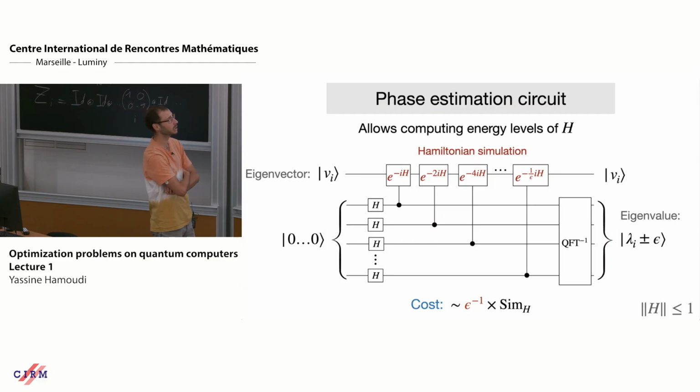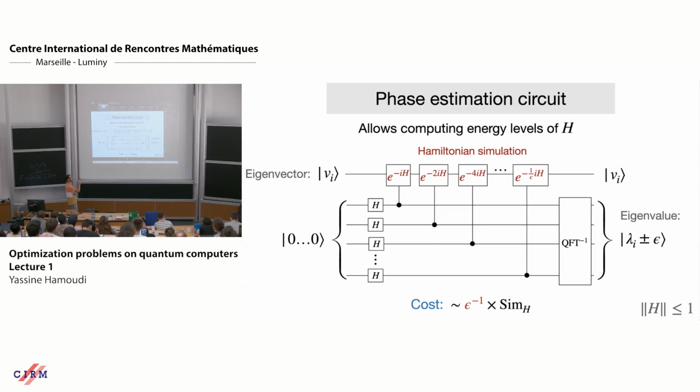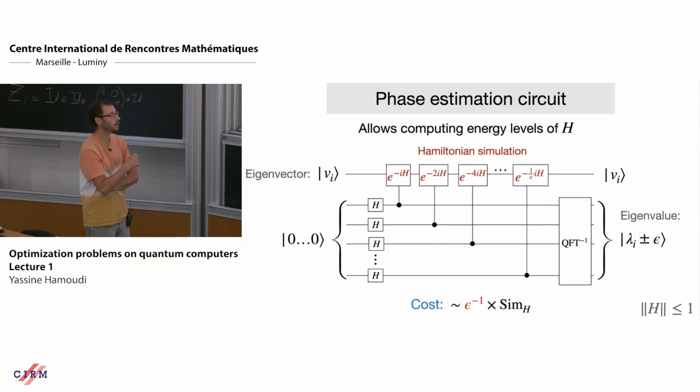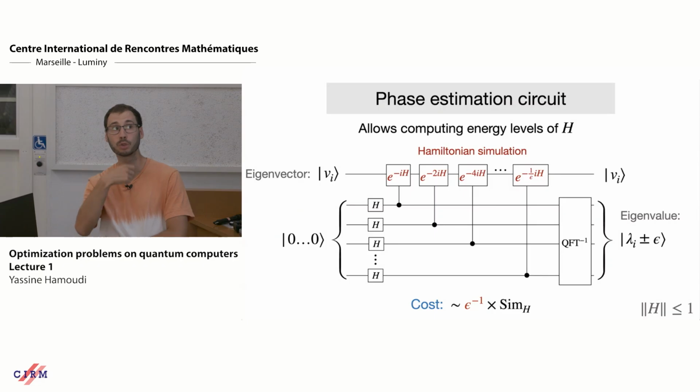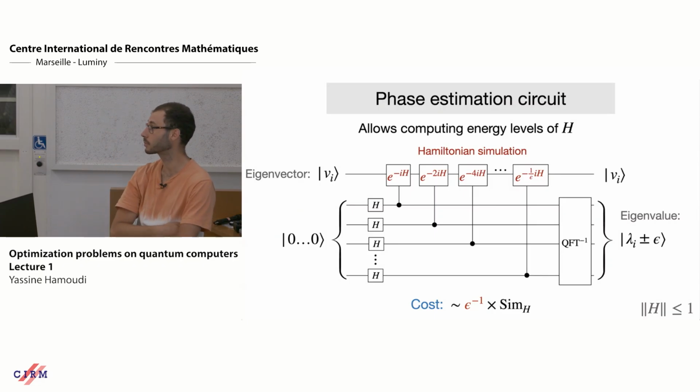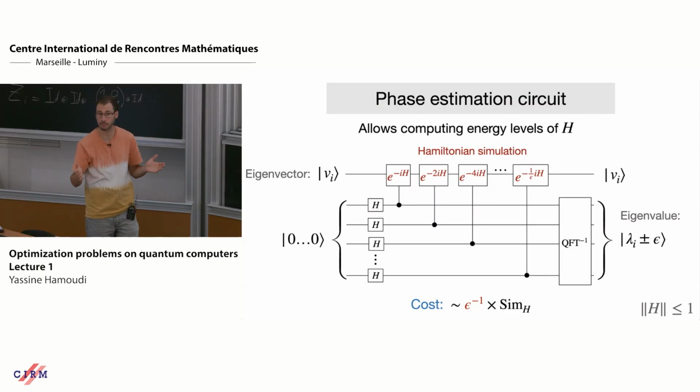So the first register is going to be unchanged. It just remains an eigenvector. Now the second register, the second family of registers, is where the magic happens, because at the end, if you measure it, then with very high probability, you will compute something which is a binary encoding of lambda i, the eigenvalue associated to Vi. This is up to a precision epsilon, which depends on how much time you want to spend in doing the Hamiltonian simulation. So this is really an algorithm for computing eigenvalues, kind of an alternative to diagonalization, for instance.